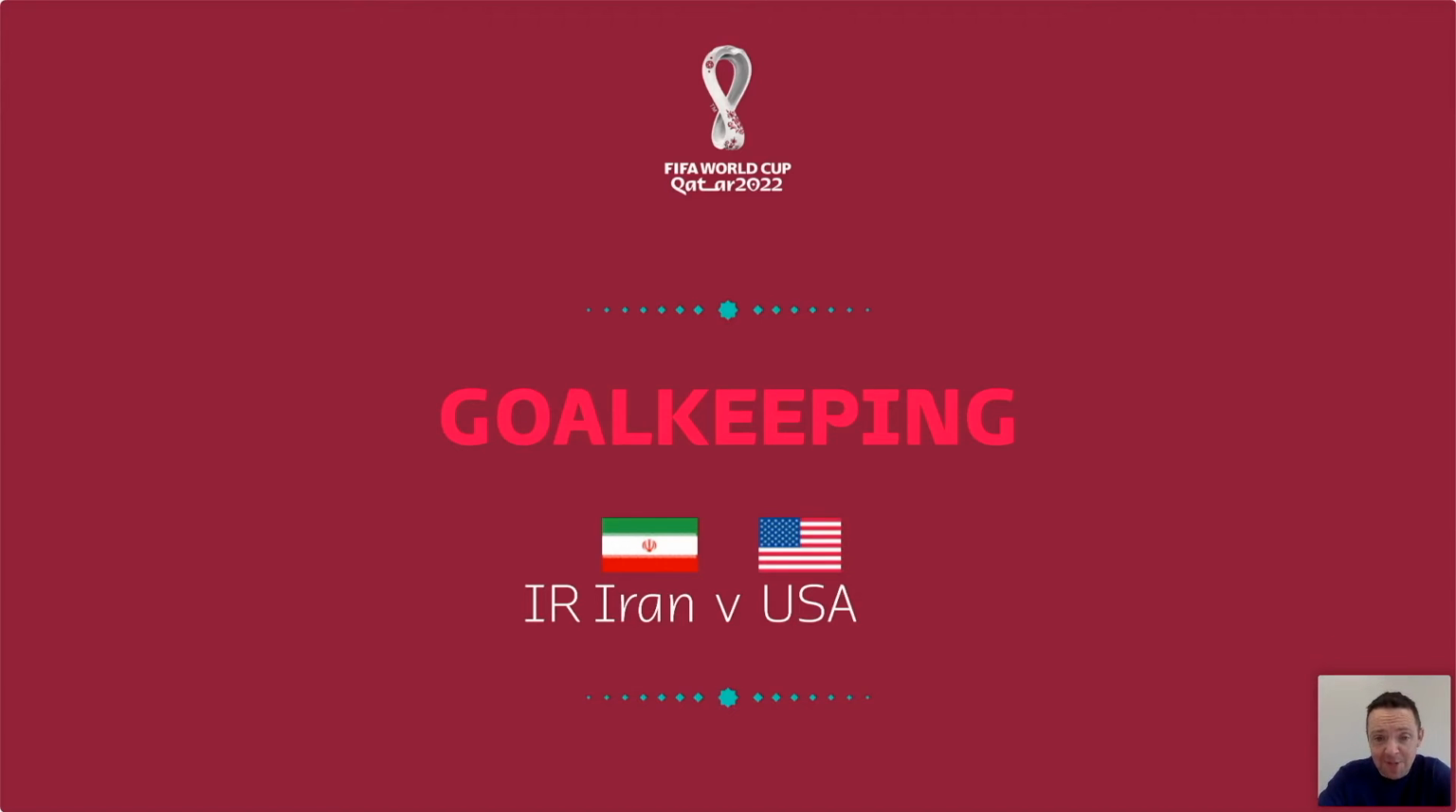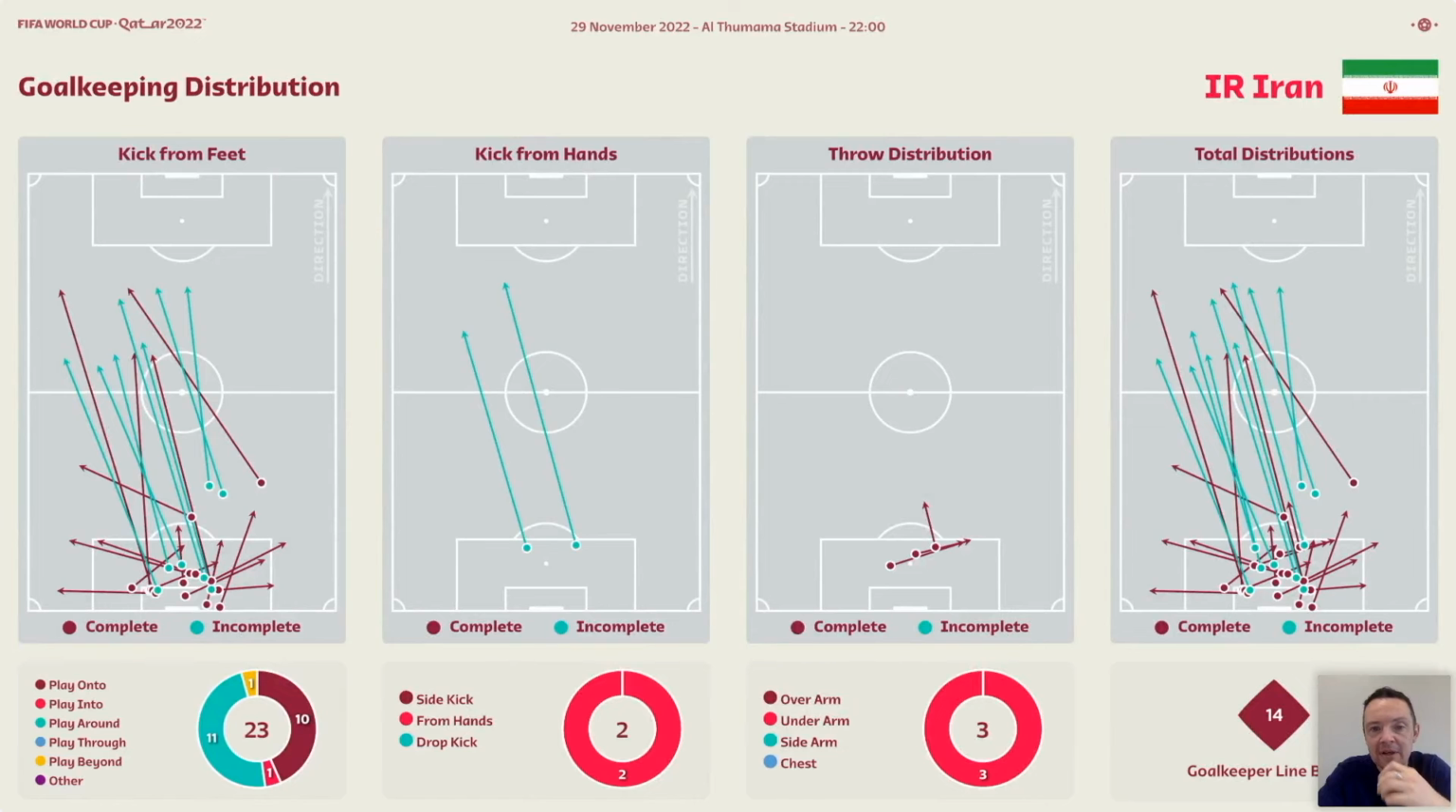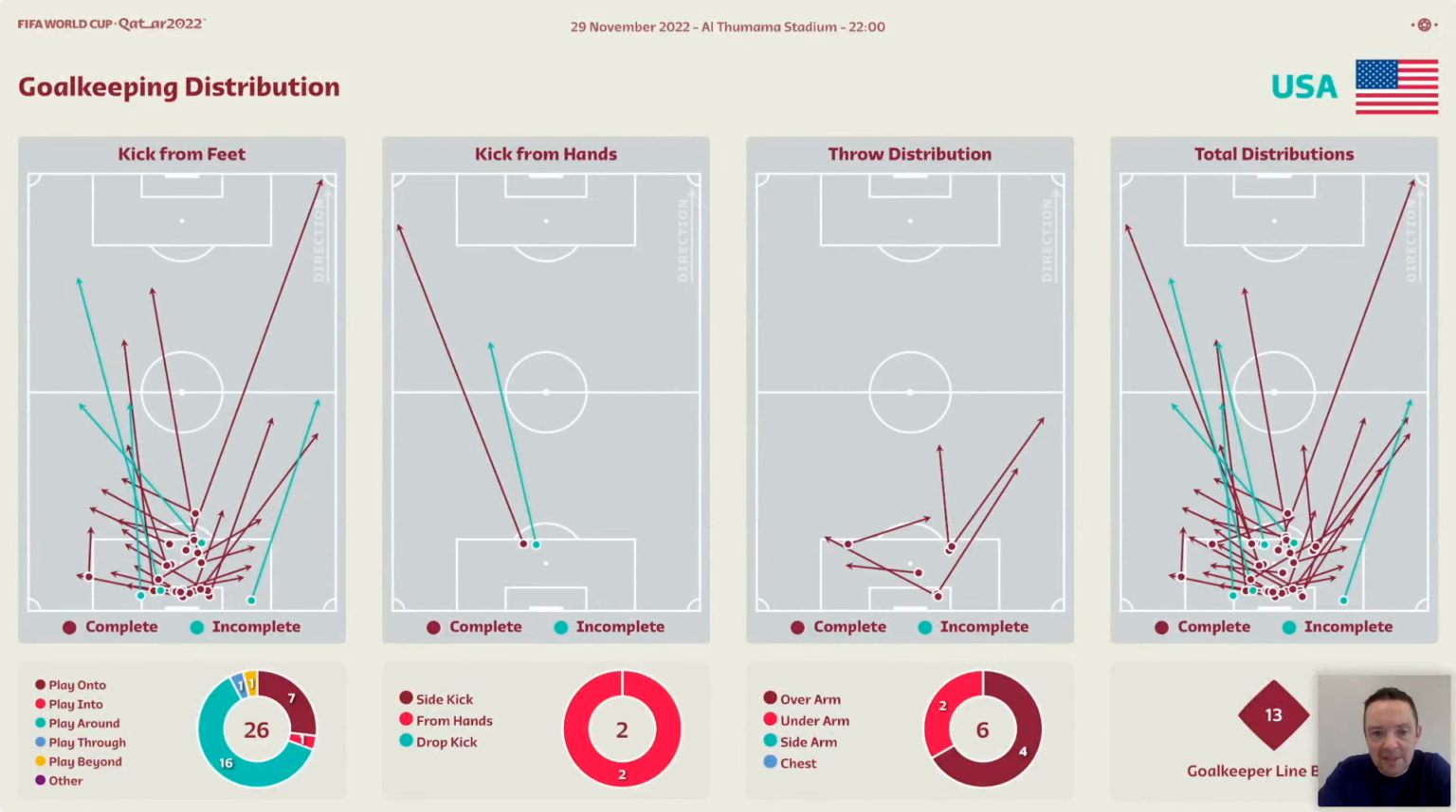Goalkeeping, as everyone knows, I'm not a goalkeeper expert, but it's good to take a look at this and see they've got an involvement map, which is phenomenal to show when a goalkeeper is needed and a goalkeeper is used. I'm going to need to bring a goalkeeper on to discuss this more, because I have no clue what the left side is for. Distribution is a pretty common one. Total distributions, most goalkeepers are going to kick from feet, not a lot of throws, similar to both sides. Not a lot of goalkeepers are kicking from their hands in 2022.